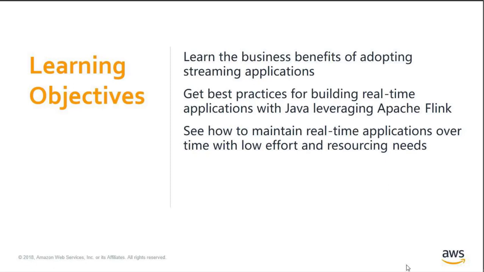So we'll go through three main learning objectives today. First, we're going to talk about the business benefits of adopting streaming applications. The why. Why do companies adopt these technologies? And then the next thing we'll talk about, why do companies choose Apache Flink specifically? And we'll cover what Apache Flink is and its various capabilities, as well as how to implement some best practices using Apache Flink. Finally, we'll talk about how to maintain real-time applications over time with low effort and resourcing needs.